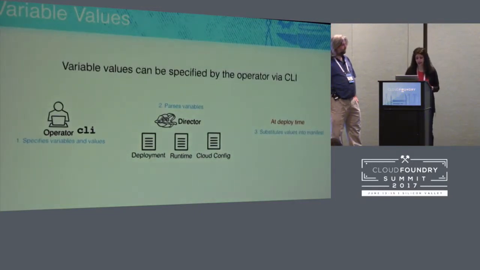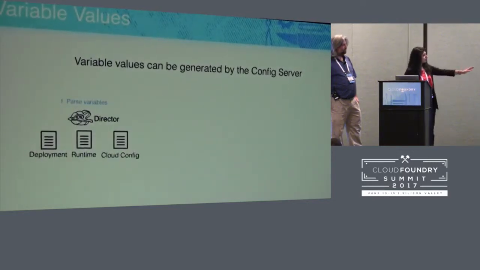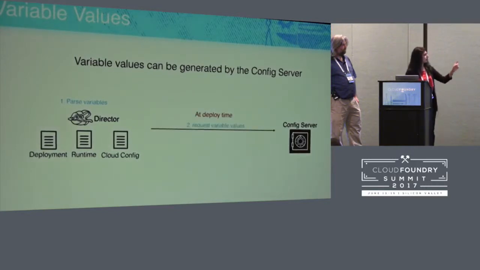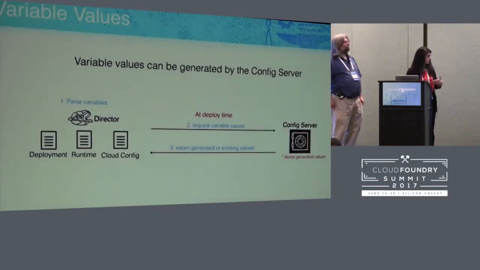The second way is when values are generated by the config server. And in this case, you define the variables in your deployment manifest. On deploy, BOSH will talk to the config server. And config server will either, you request your variable, and config server will return the generated value or the value that's already stored within it. And once it generates a value for a variable, it also stores that within it.